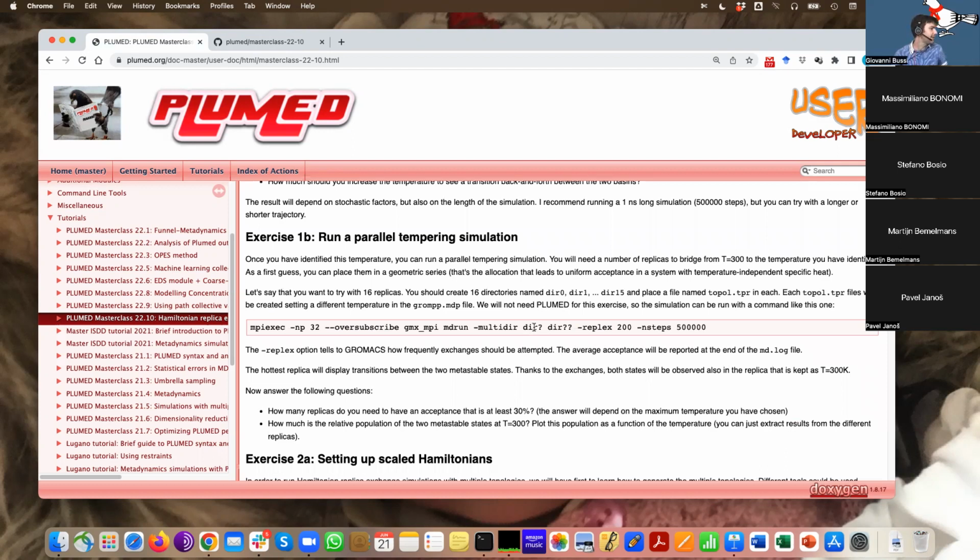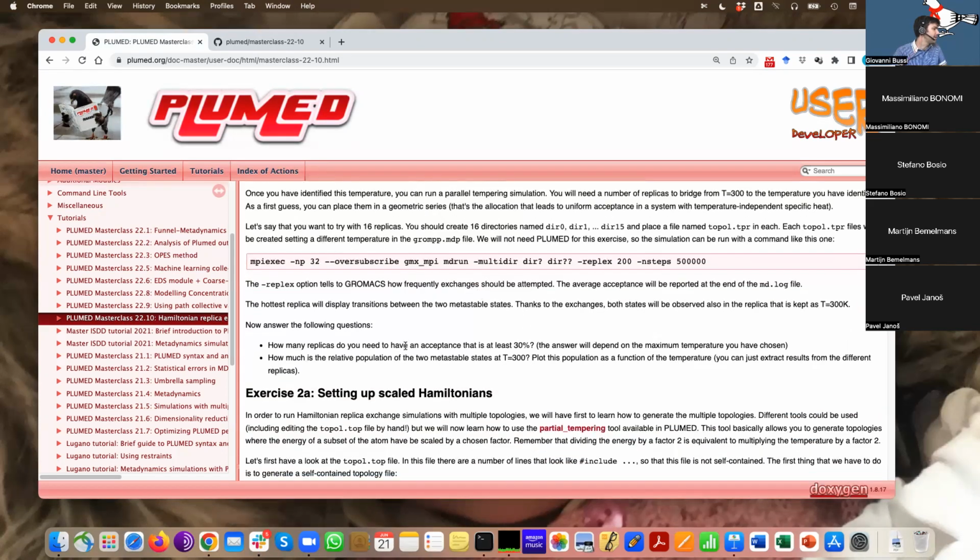So I would suggest a geometric arrangement, which would be like uniform spacing in logarithmic scale. If you want, there are web servers to generate optimized distributions. And then you can answer this question: how many replicas you need so that the acceptance between neighboring replicas is at least 30%.